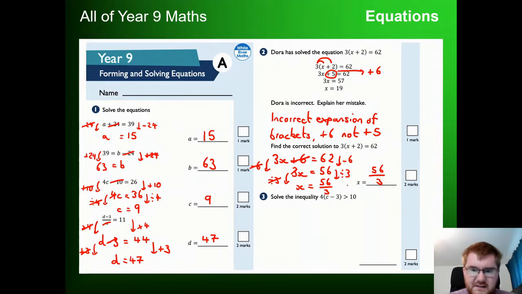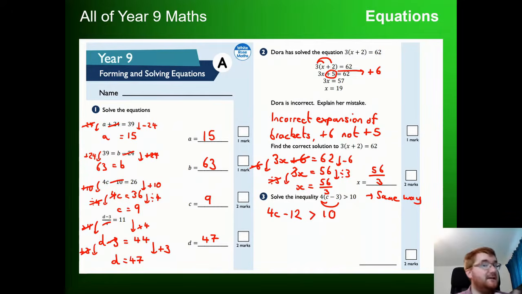Right, let's move on to this. So now we've got an inequality. So the thing we need to remember about inequalities, treat it the same way. And there's one exception to that, which we'll see, I think, on the next page. So we expand the brackets using the hook. So 4 times c is equal to 4c. 4 times minus 3 is equal to minus 12 is greater than 10.